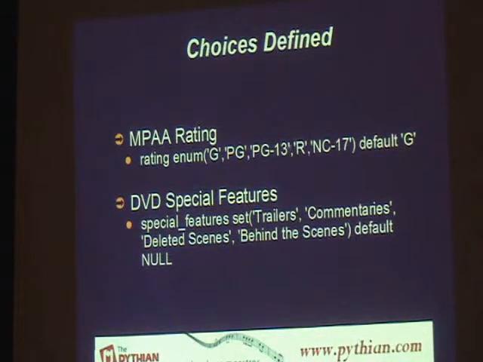So here are the choices that we have: G, PG, PG-13, R, and NC-17. Default is G. I might put unrated in there, but again, we're only going with American movies. And then their DVD special features are any one of the set of trailers, commentaries, deleted scenes, and behind the scenes. But you can also have null, right? And this is another really good case where blank is not null. There is no such thing as the DVD special feature blank. It has a name. If it doesn't have any, then it doesn't have any, and it's null.